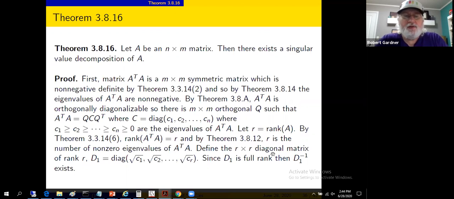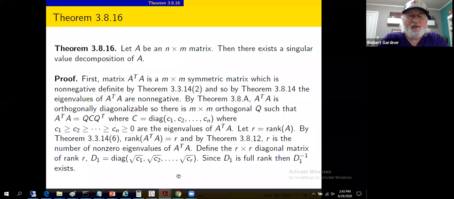Define an r by r diagonal matrix of rank r as given here. We're taking D1 to be a diagonal matrix whose entries are the square root of the first, square root of the second, up to the square root of the rth eigenvalue. Up here, we have indexed these eigenvalues in decreasing size. We know they're non-negative by the comment above. So lay them out in decreasing size. That means if there are any zeros, they're going to occur at the end.